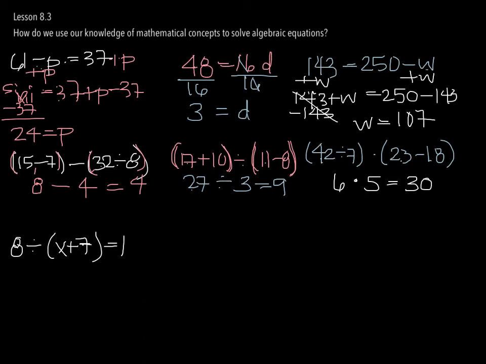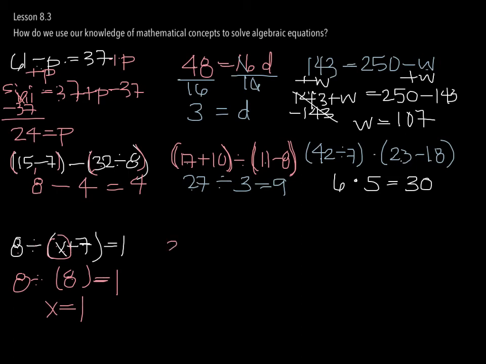So we have to figure out how to get this parentheses here to equal 8. Because if I take 8 and divide it by 8, I'm going to get 1. So to get that, what does x have to be? Well, for this to be 8, x has to equal 1. 8 divided by 8 is 1. All right, let's look at our next problem here.